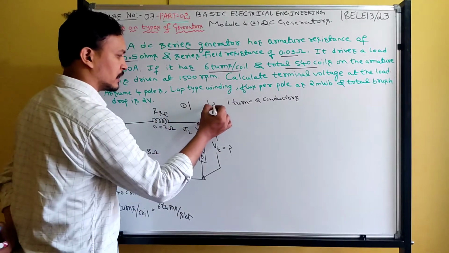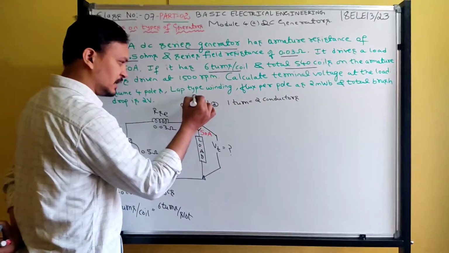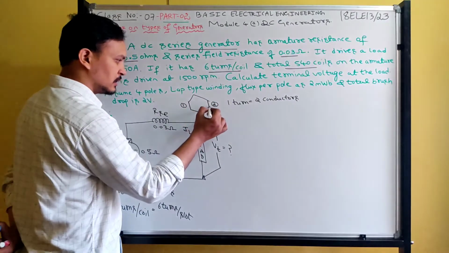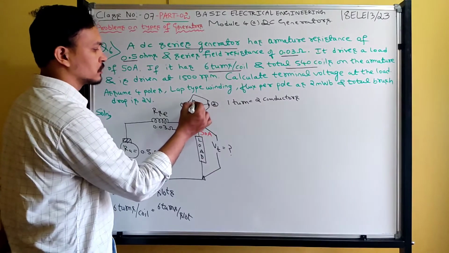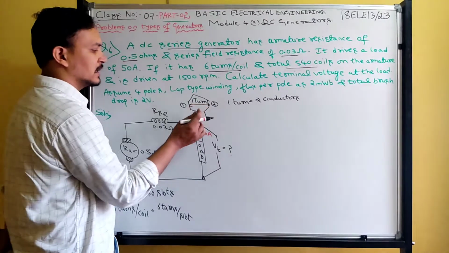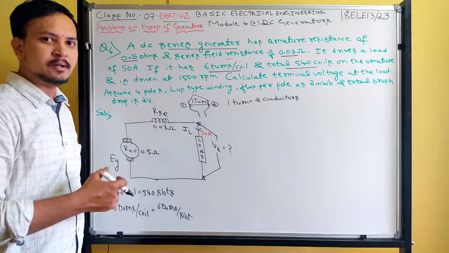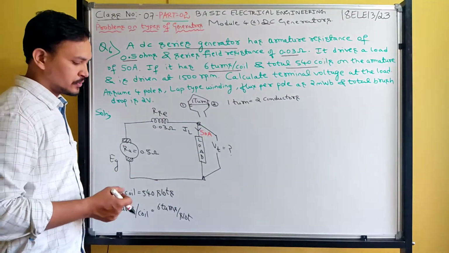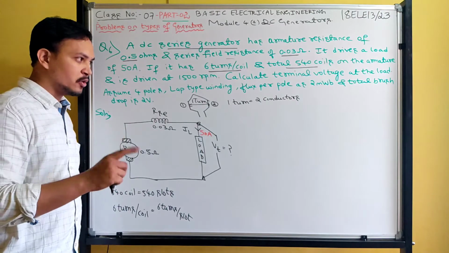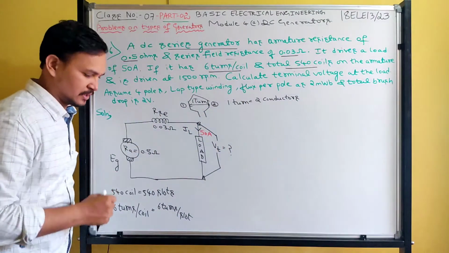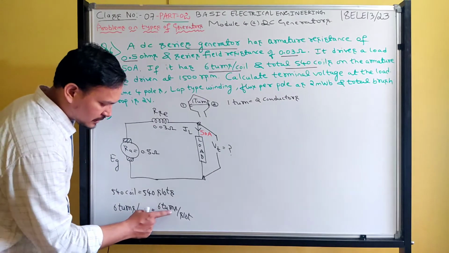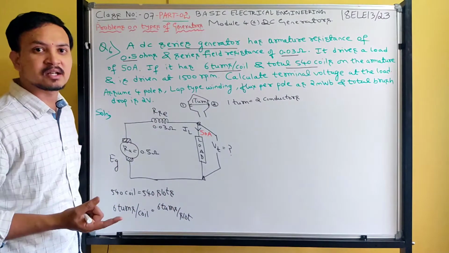Conductor number 1, conductor number 2. If I join these two conductors, then we can call it as one turn. Understood guys? So to make one turn, how many conductors are required? You require 2 conductors.